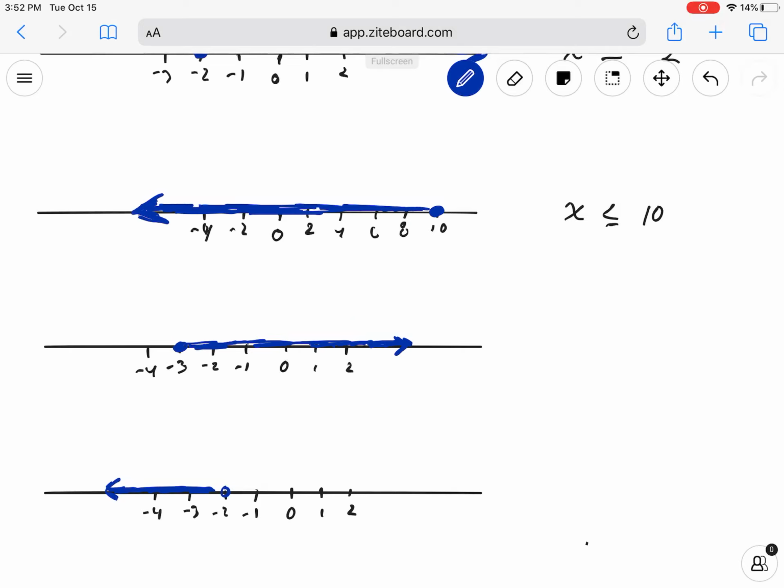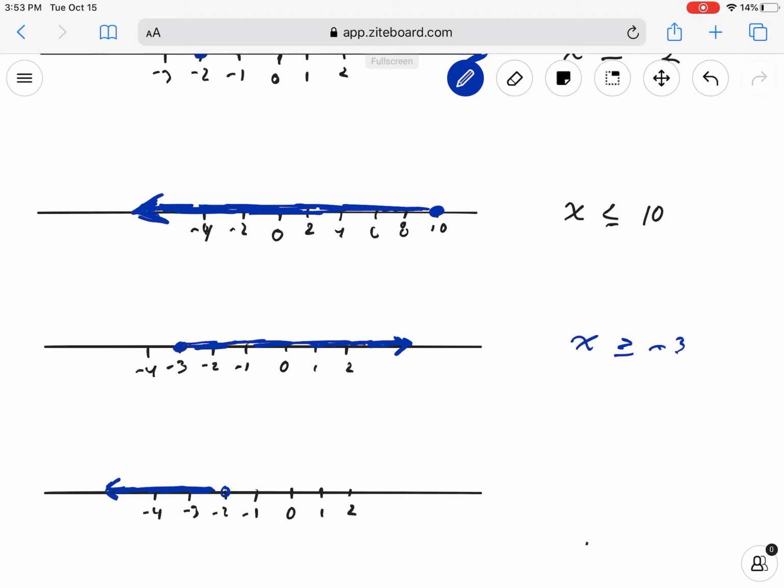Okay, so let's look at a couple of graphs that we have to develop the inequality for. And here I have a solid dot at negative 3. So we're going to have negative 3. And it's everything bigger than that. So that means it's going to be greater than or equal to. It's or equal to because it's solid. x is greater than or equal to negative 3.